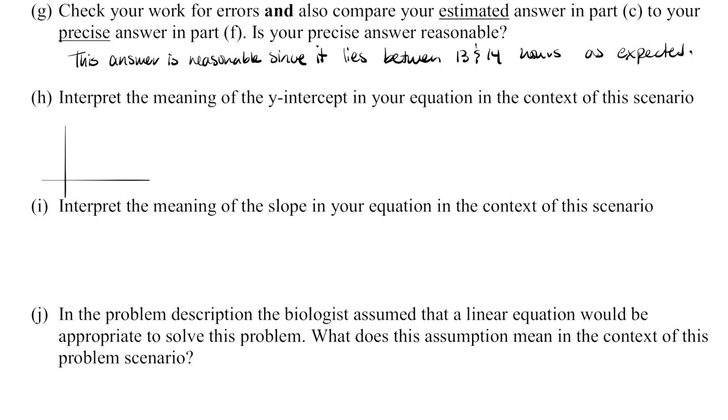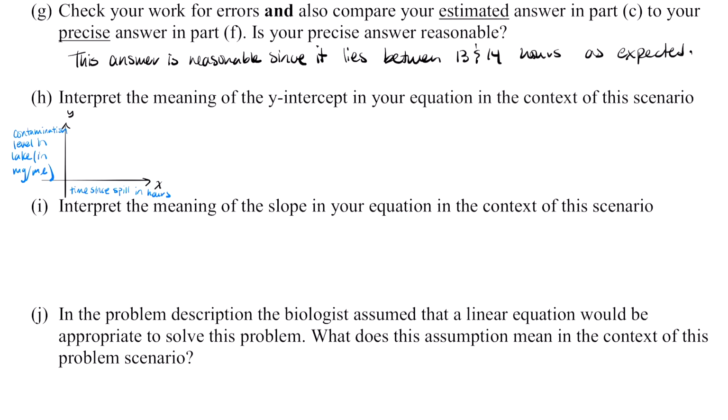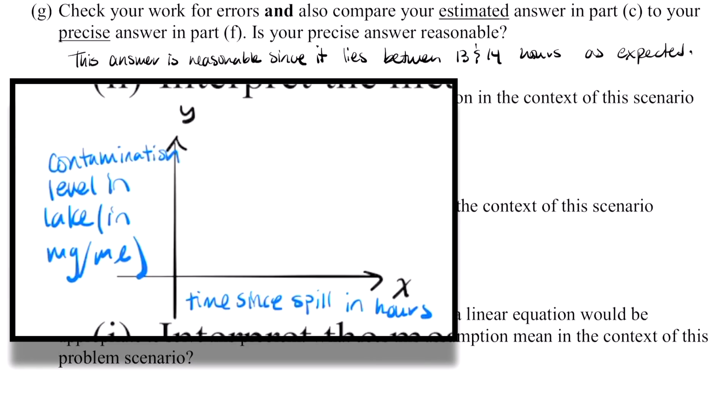So if this is my graph, here is the x-axis and here's the y-axis. And x is time since spill in hours, and the y-axis is the contamination level, and this is in milligrams per milliliter. And again, I apologize for the small amount of space. I didn't write these, so I'm making do. Anywho, so our line has a negative slope, so it's going to look something like this. Our y-intercept is here.